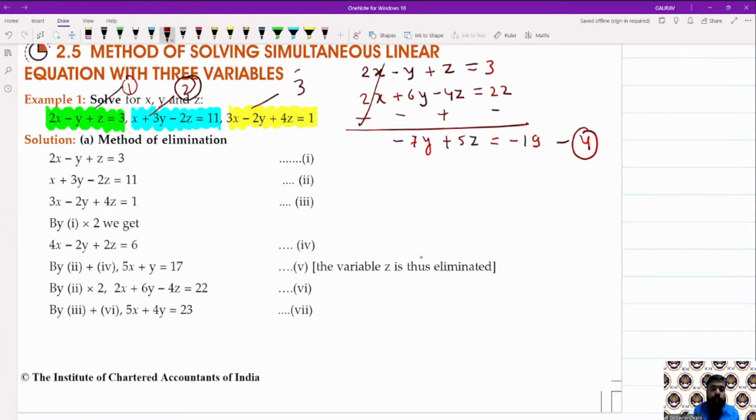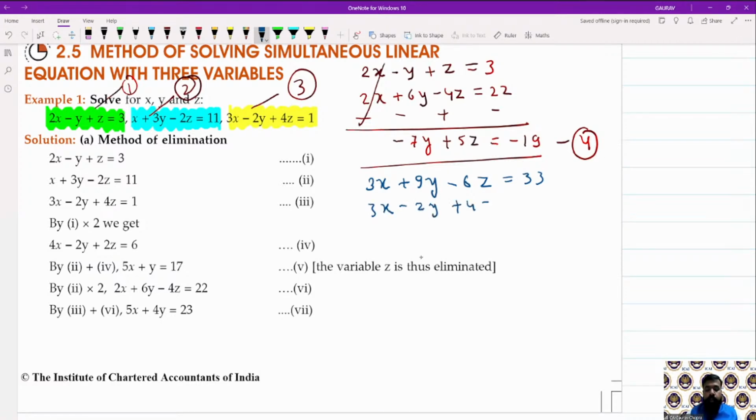Now we can compare equation number second and third and again eliminate x. Okay. So let us multiply the second equation with 3 this time. So 3x plus 9y minus 6z is equal to 33. Then writing the third equation as it is, 3x minus 2y plus 4z is equal to 1.